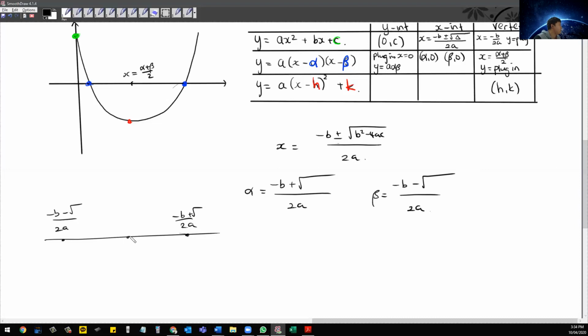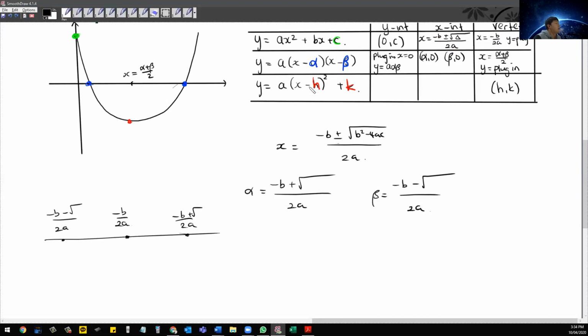So what should be this middle thing? It'll be just negative b over 2a, isn't it? Because that's plus root and this is minus root, so in the middle the root part must cancel out. That's why the vertex can be found through that formula. Negative b over 2a, that's the vertex. And then you just plug that into the original equation to get the y value.